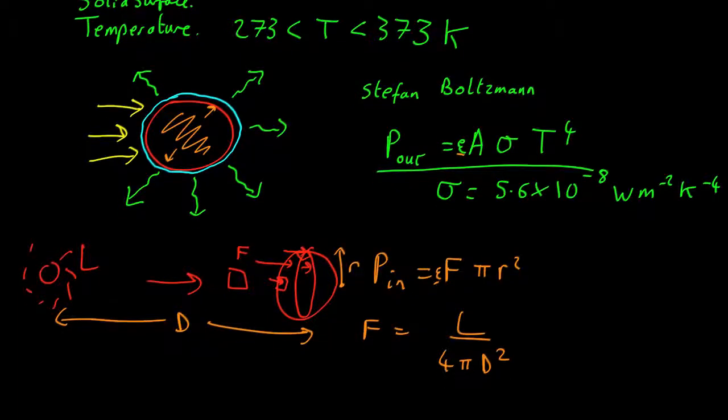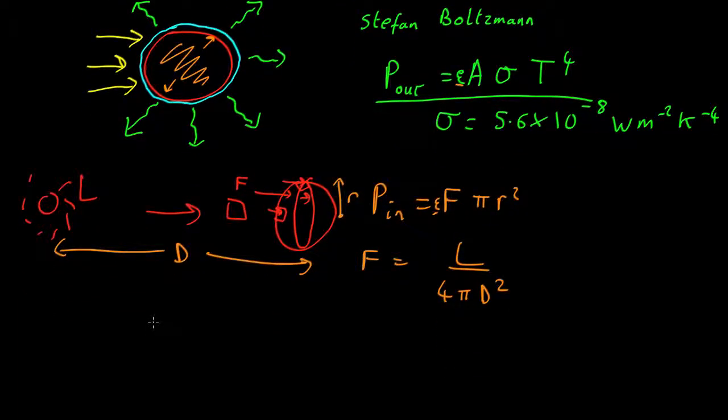So let's set these equal to each other. So we get the power in, which is flux times pi r squared, equals the power out, which is a, the surface. For the power out, the area is the entire surface area. So surface area of a sphere is 4 pi r squared.